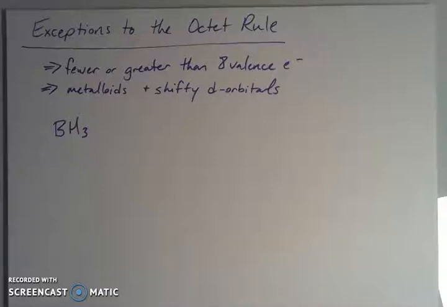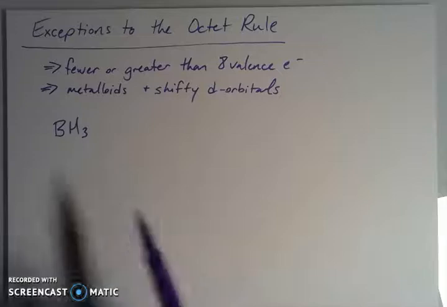When we're talking about an exception to the octet rule, we're talking about fewer or greater than the 8 valence electrons that the octet rule suggests. Right, it's right in the name. I would say that the octet rule is really more of a guideline, because what it says is that elements are happy from an energetic standpoint with a full valence. And 8 valence electrons is a full s and a full 3p orbital set.